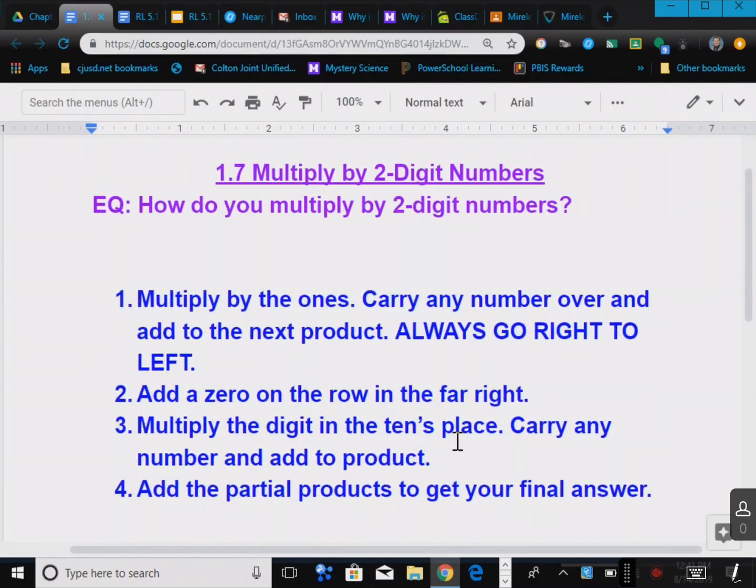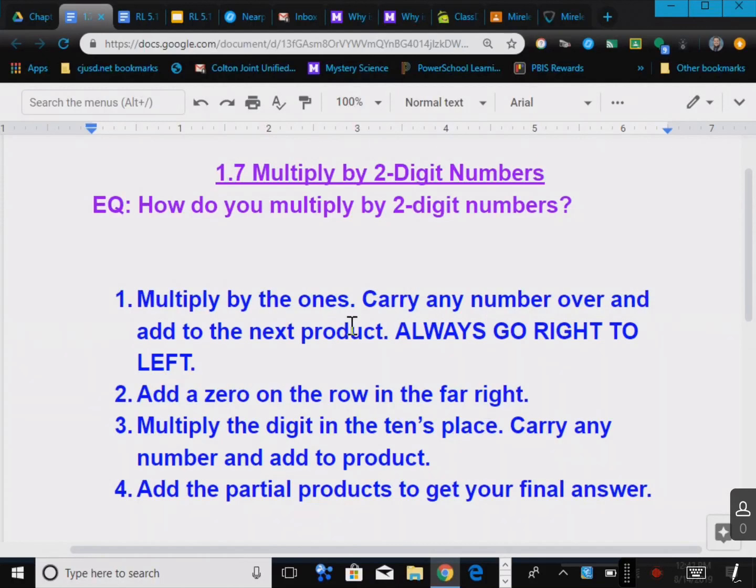There's 4 steps to multiplying two-digit numbers. There's no terms, just the steps. I'm going to go over the steps, and then you can pause and write them down. So the first step is to multiply by the ones. Carry any number over and add to the next product. Always go from right to left. So when you're multiplying, you're going to go from right to left.